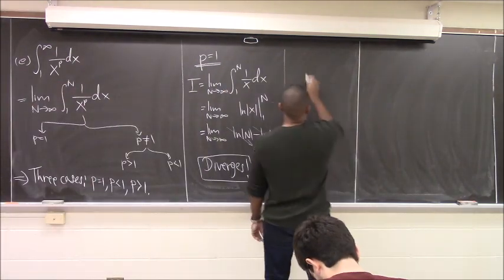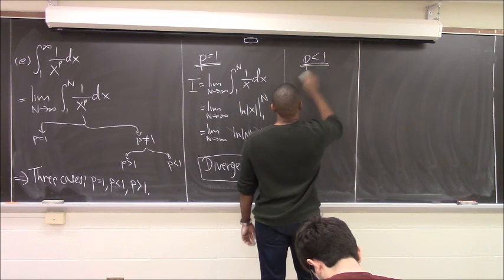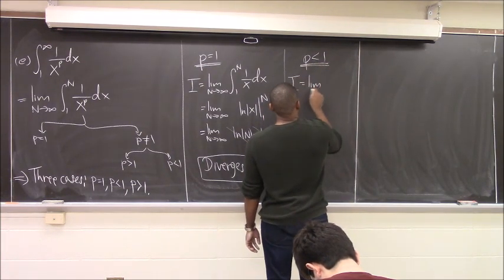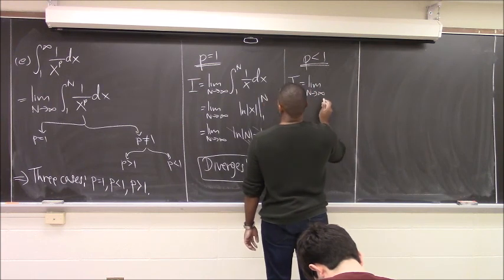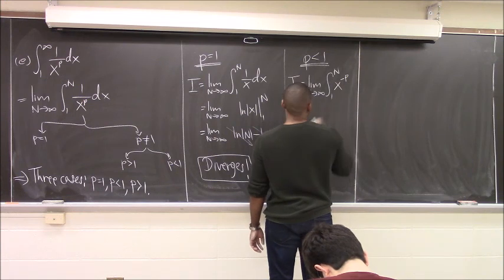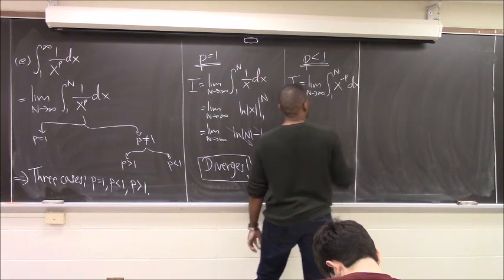What about p less than 1? In this case, our integral I would be the limit as n approaches infinity of the integral from 1 to n. Of course, for anything other than 1, I'm going to use the power rule, so let me rewrite it like that.